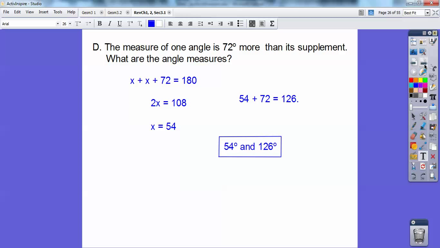Don't forget the other one is 54 plus 72 because it's x plus 72. Here's the other one, x plus 72. So I get 126. So 54 degrees and 126 degrees are the two angles.